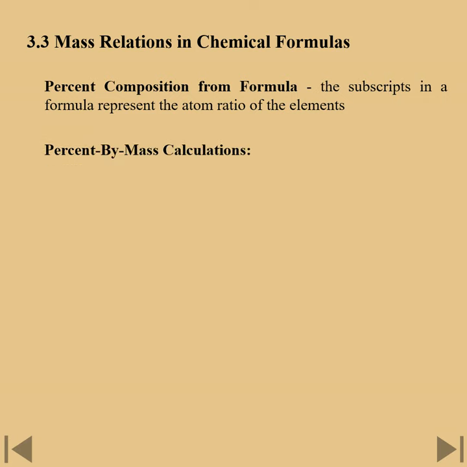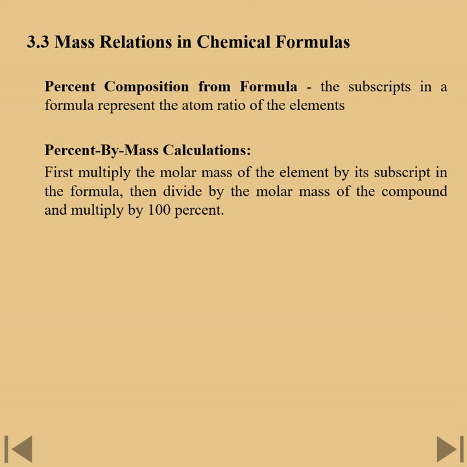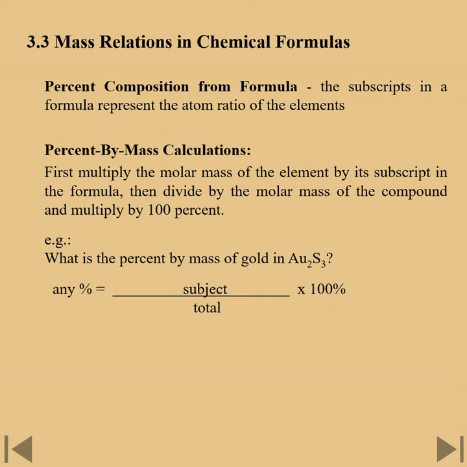And so first, any percent is your subject divided by your total times 100%. I like this form of the percent equation because it's usually real easy to tell what your subject is. In this particular question, we're asked a percent by mass of gold, so this will be the mass of gold. And then our total will be the total mass of the compound.